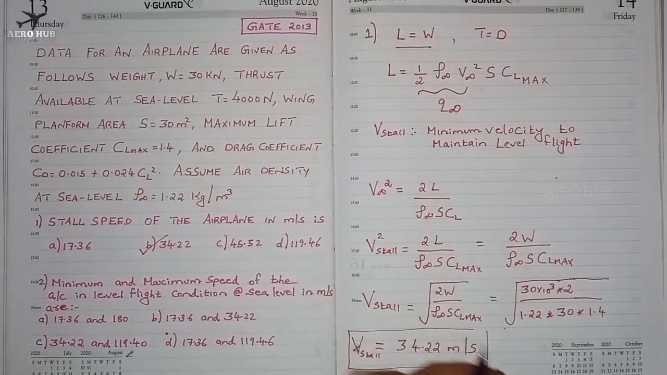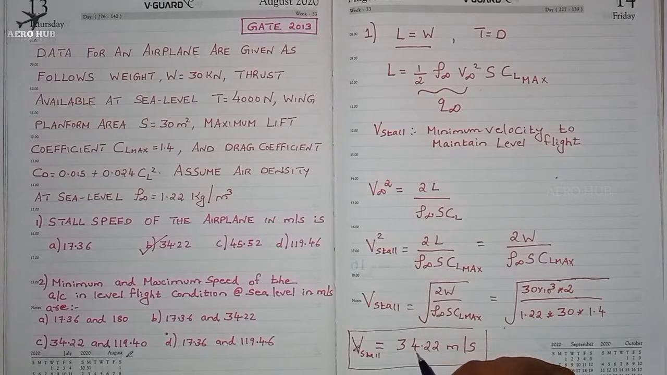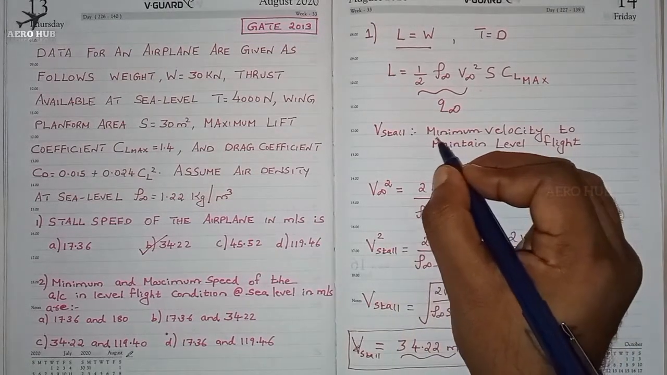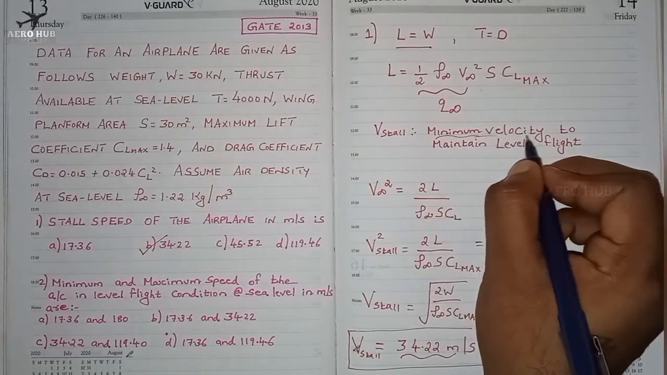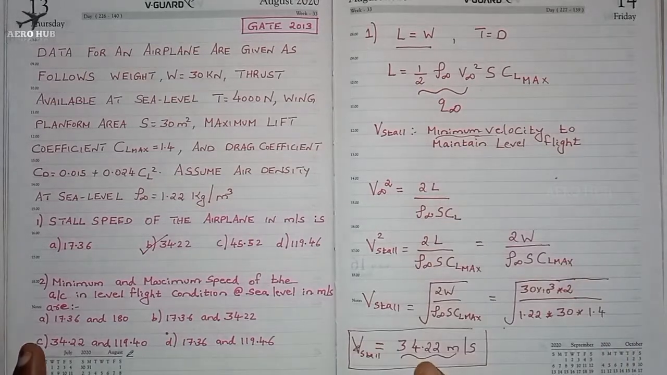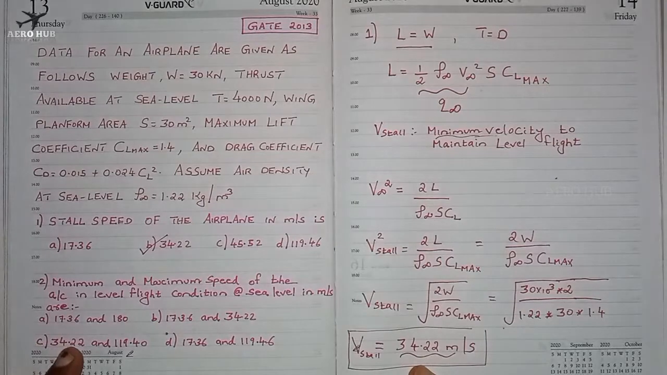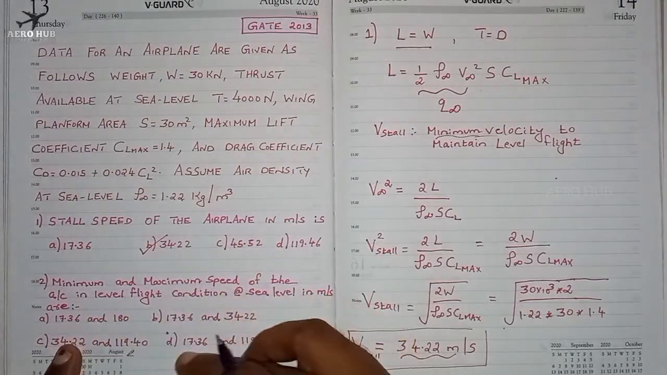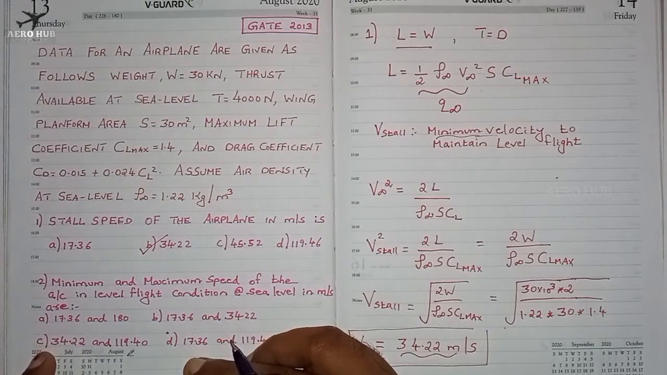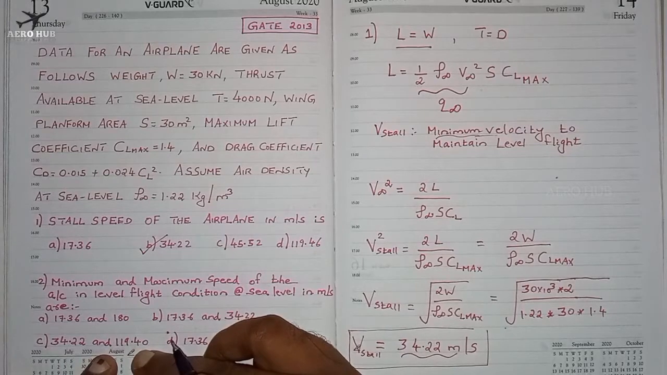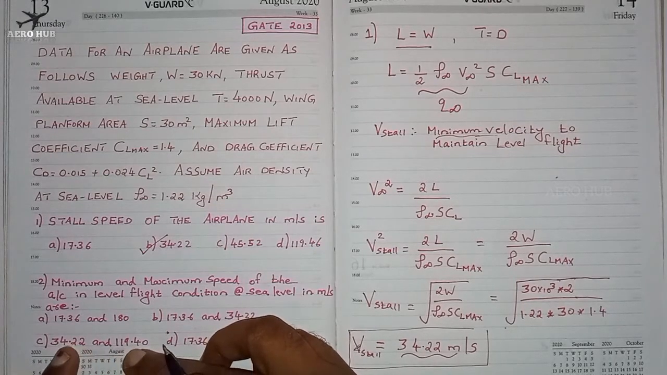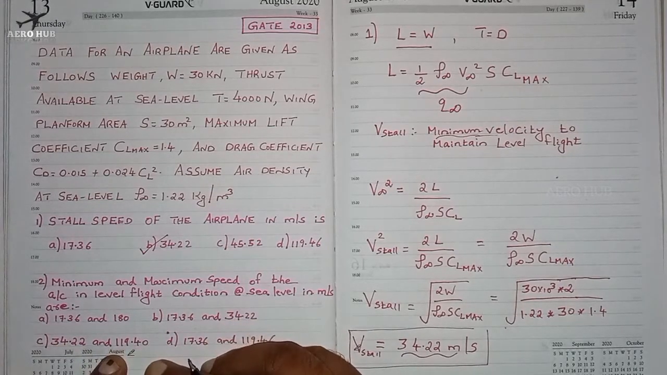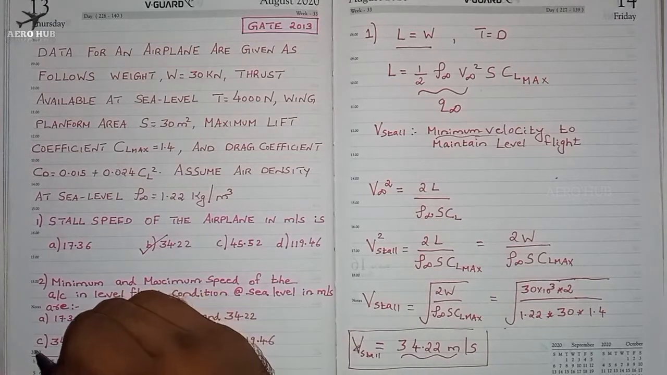Okay, from the previous question we have found out the V stall. V stall is nothing but 34.22. What is V stall? The minimum velocity to maintain level flight. So the minimum velocity for the aircraft is 34.22. And from these four options we have option C in which the minimum velocity is 34.22. Therefore the correct answer is option C, and the minimum velocity is 34.22 and the maximum velocity is 119.40.